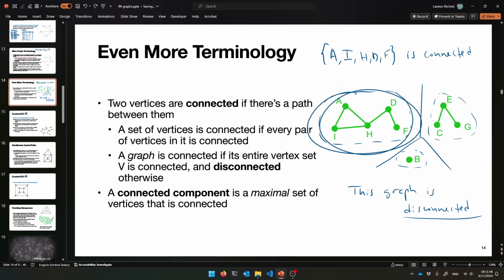So this guy is a connected component of the graph. This is a connected component. This is a connected component. So there are 3 connected components, and they kind of partition the graph. You can think of it that way. That's a lot of terms. All right, let's see if you can get them straight.